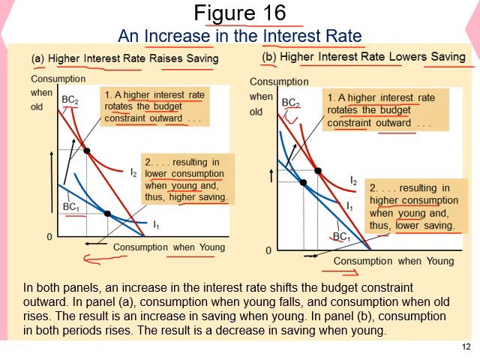So we can see that in panel A, consumption when young falls and consumption when old rises, and this results in an increase in saving when young. But in panel B, consumption in both periods rises, and this results in a decrease in saving when young.